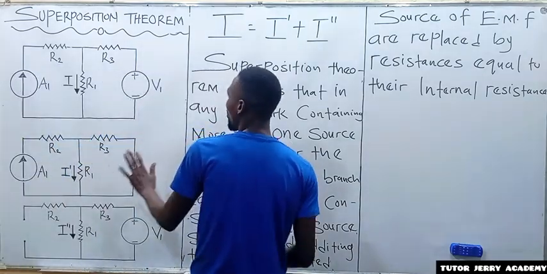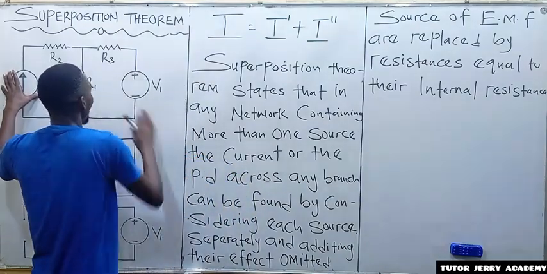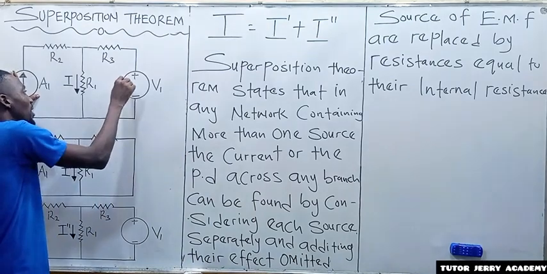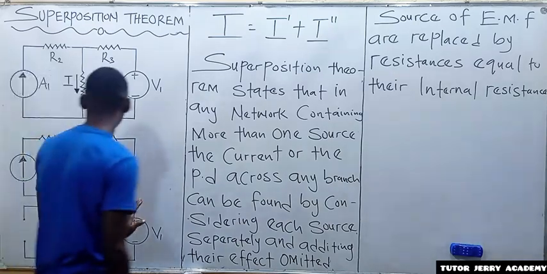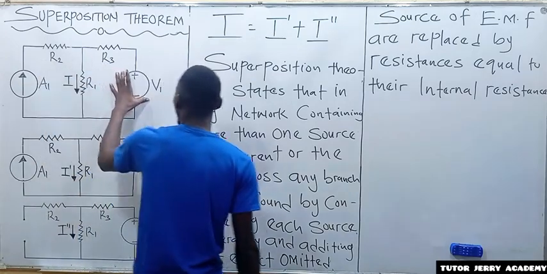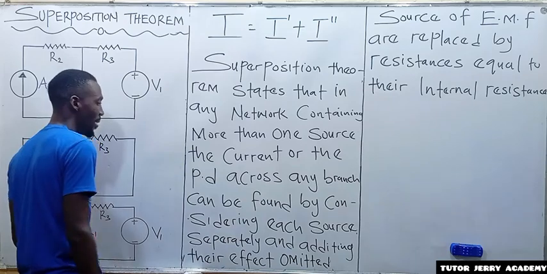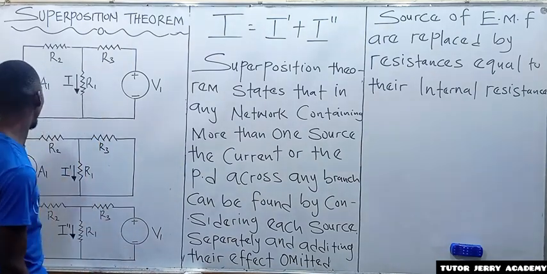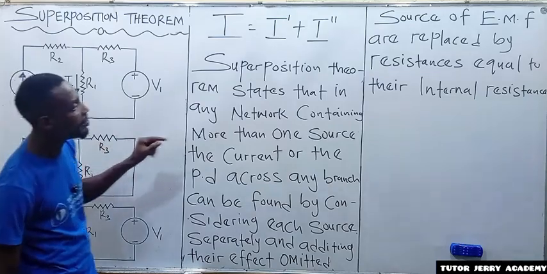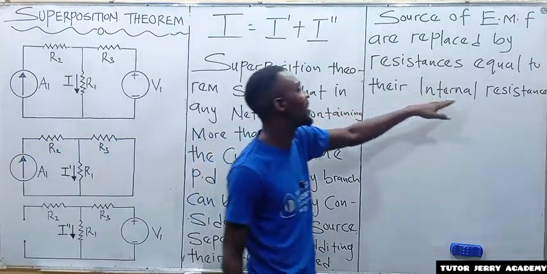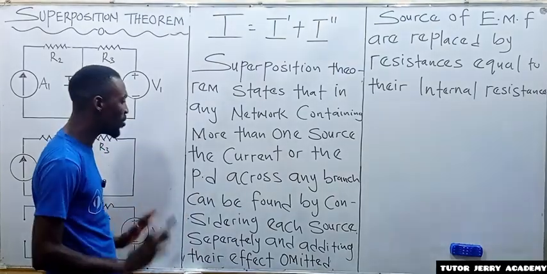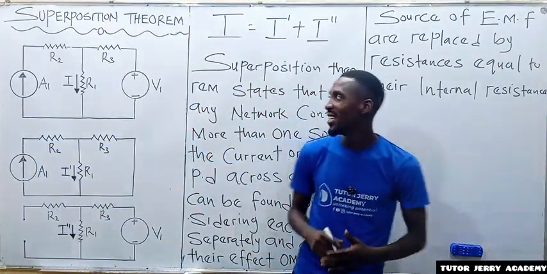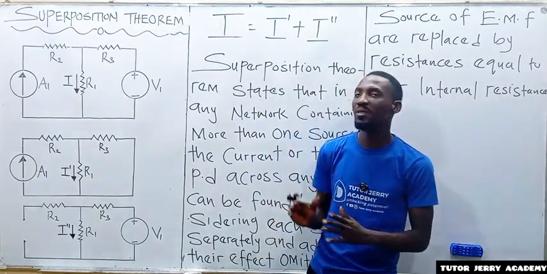I have explained that. So you consider the current source first by switching off the voltage source, and you are replacing the voltage source with what? With a short circuit, and then you find your I prime. By the time you are done, you switch off your current source and you consider your voltage source, and you find your I double prime. Do you understand? And by the time you are switching off your current source, you are replacing it with what? You are replacing it with an open circuit. That is what they mean by sources of EMF are replaced by resistance equal to their what? Internal resistance. I hope you understand this concept fully well now. So you can comment that in the comment section. So this is the concept of the superposition theorem.